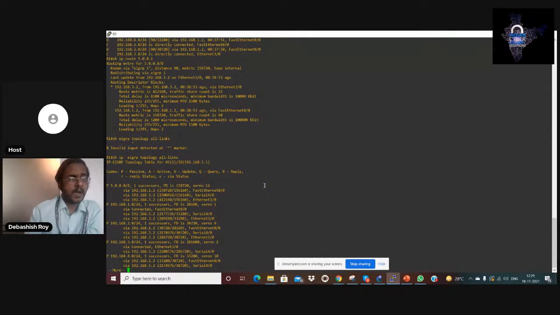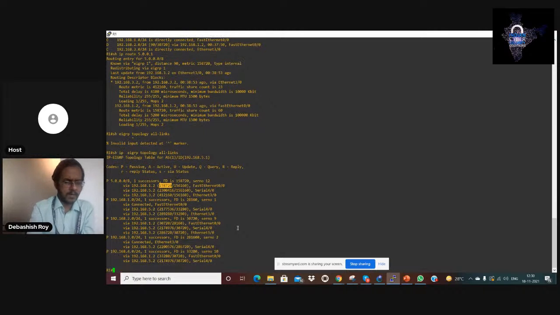Multiplier variance value will be 3. Why? Because the highest metric here through 3.2 is 412160. And if you divide 412160 by the feasible distance of the successor, 158720, if you do the simple calculation, it comes almost around 3. So we have to give the variance multiplier value of 3 in order to load balance across all the three paths to 1.2, that is the successor, and 5.2, 3.2, all the three paths.